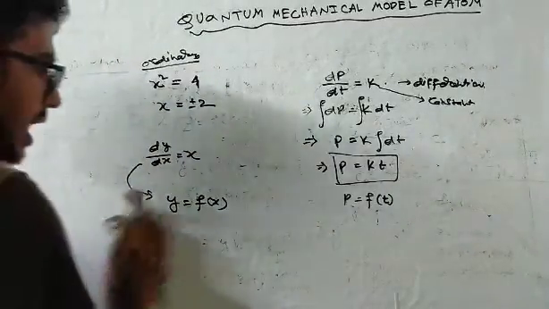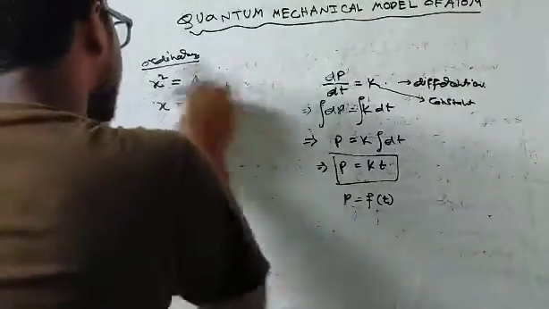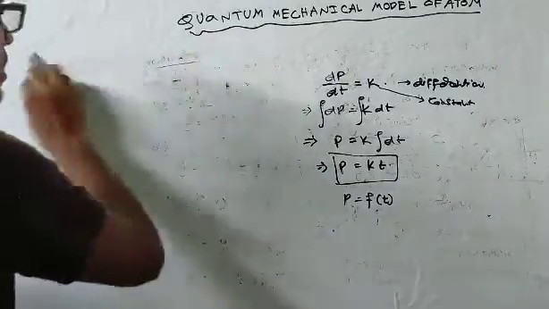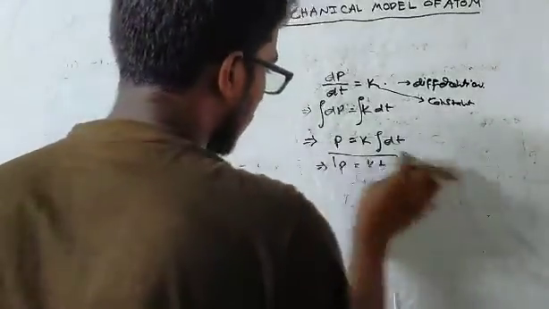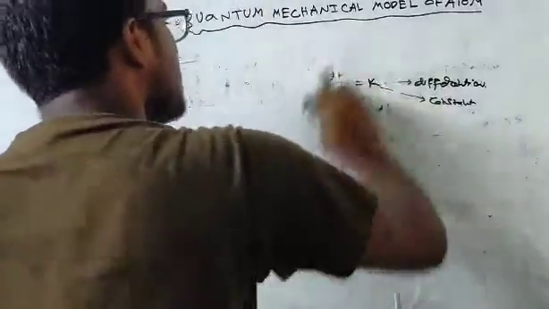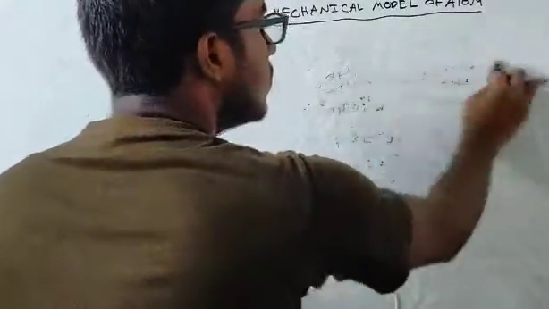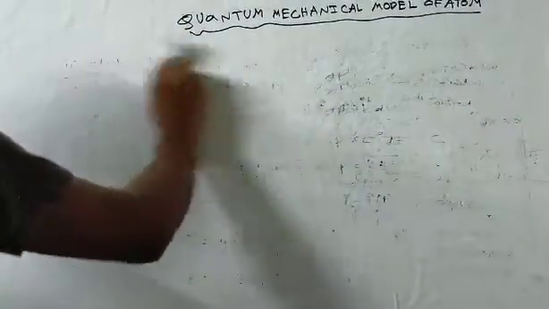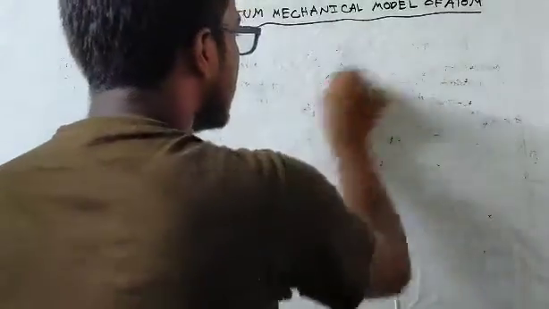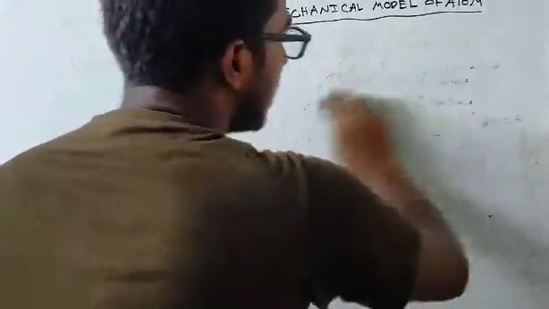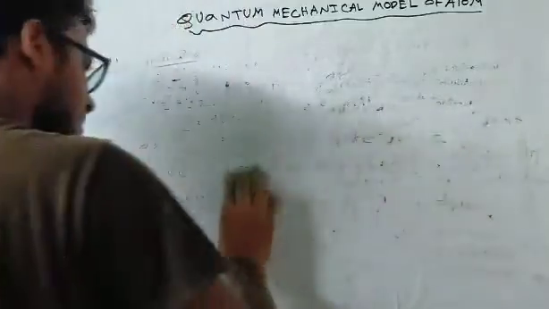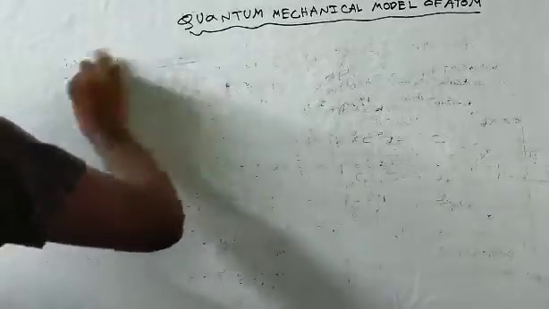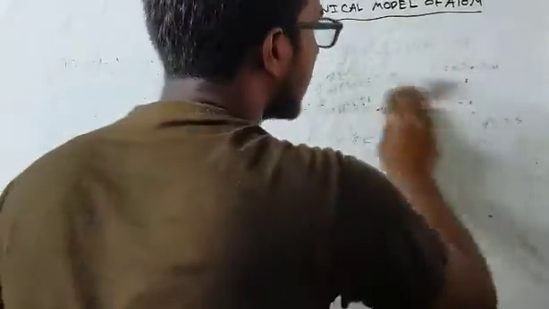Now let's go to the main topic. These are all the mathematical tools we need to understand the quantum mechanical model of the atom. But remember one thing: what I am telling here is not the correct way of teaching this topic. These things are not correct in the larger sense, but this is good for the class 11th level.